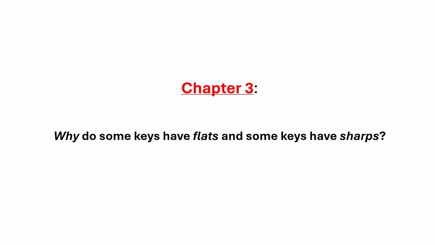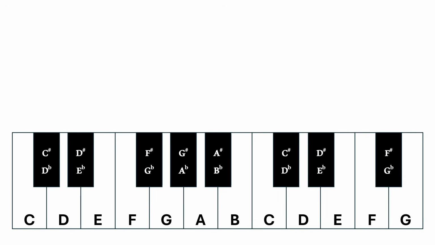Let's move on to Chapter 3. Why do some keys have flats and some keys have sharps? This time we're going to start our major scale on a black key. This key here can be called either D sharp or E flat, but let's not make a decision on that just yet. Let's find the note in our scale.